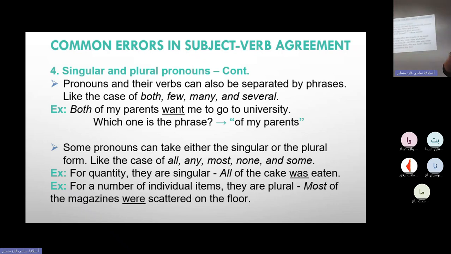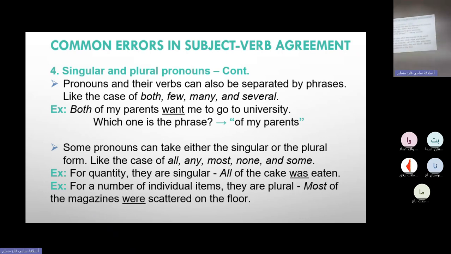This is the intruding phrase. The modifier is what gave us information. Who are both? Of my parents. So that's why we can separate them. Now some people separate them in a wrong way, so here comes the job of an editor to make it right.